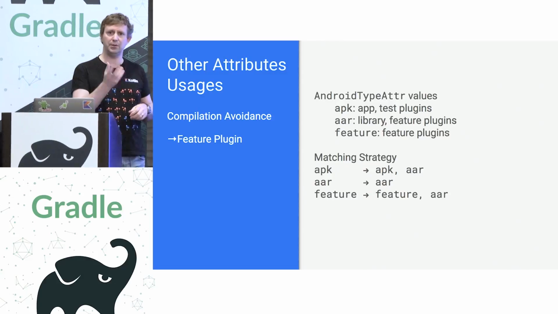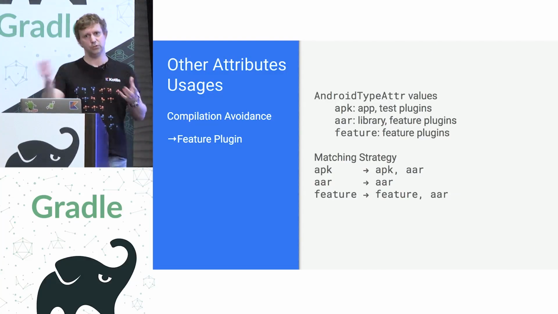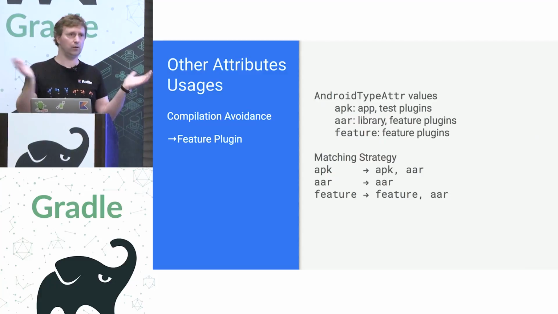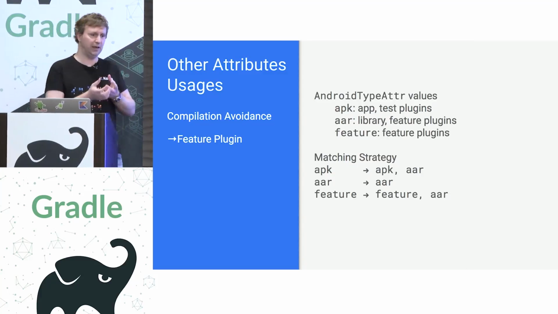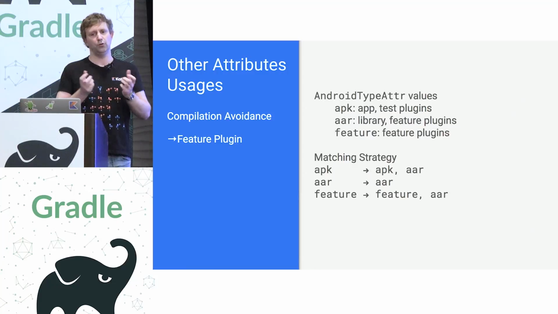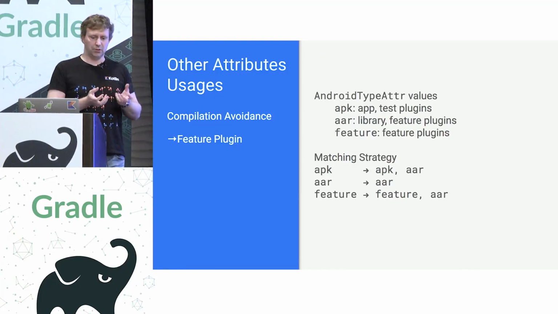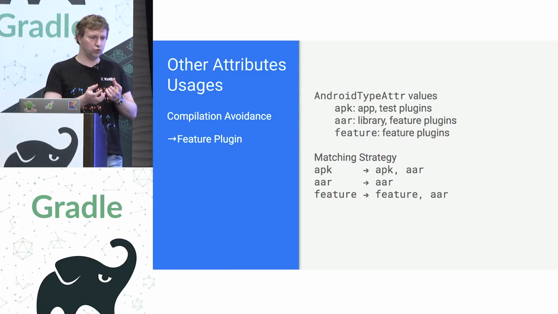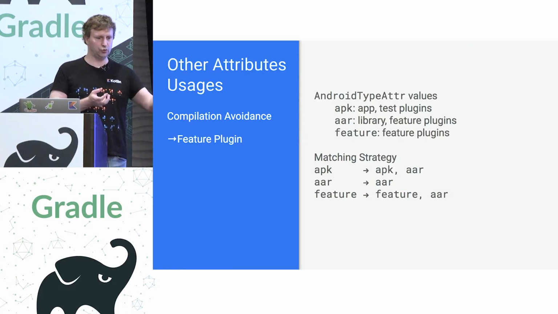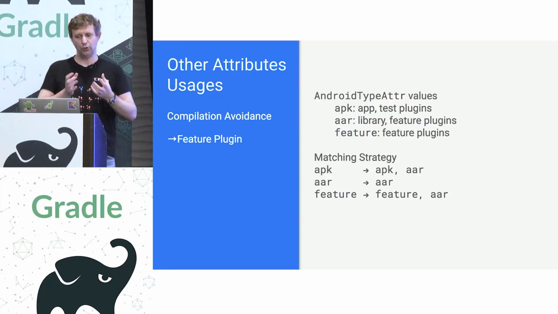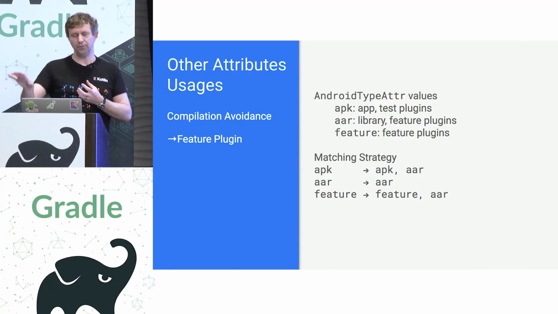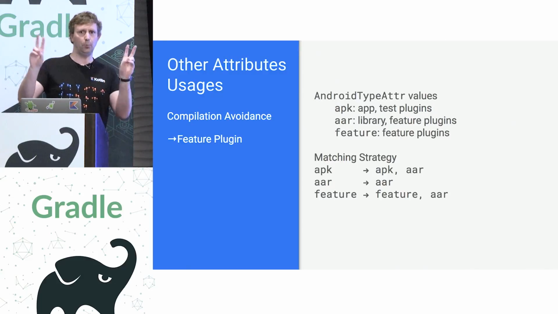APK is for either an application or test application module. They need to be able to consume AR. AR only consumes AR, and then feature can either depend on an AR, so it needs to consume it, or it depends on a feature just as a pure compile. And that's the part that's interesting, right? When a feature consumes an AR, it's going to consume the classes both for compile and runtime because it needs to package the AR inside the feature. But when it depends on a feature, the configurations exposed by that module are basically compile only, right?